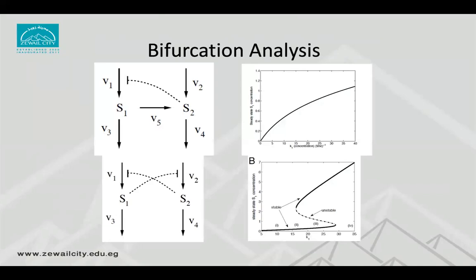Okay, so now what about situations where we see examples where you can have multiple steady states? How do you identify and characterize those situations? This is called bifurcation analysis.